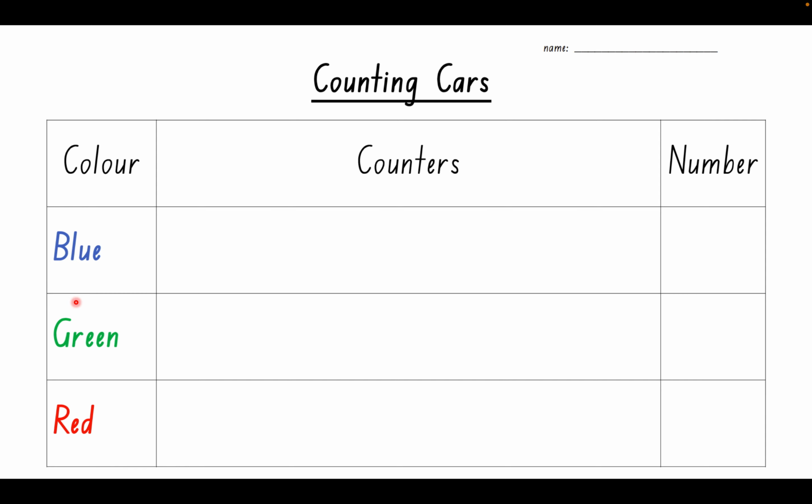When you see a blue car, you put a counter or a tally mark in the column next to the word blue. When you see a green car, you put a counter or a tally mark in the row next to the word green. When you see a red car, you put a counter or a tally mark in the row next to the word red. At the end, when all the cars have gone past, we will count how many counters or tally marks there are, and we will write their total in the box at the end under the word that says number.